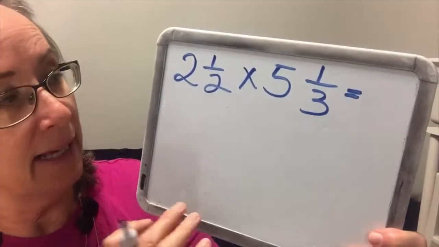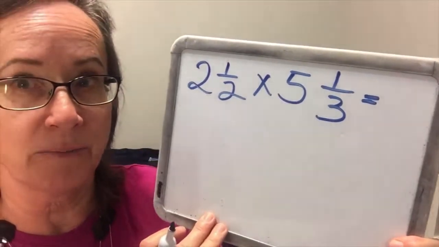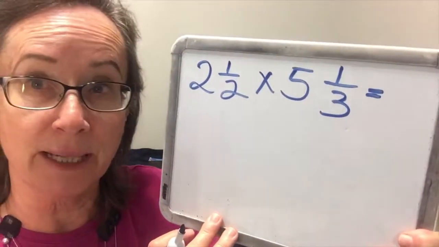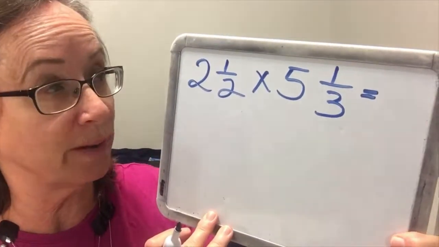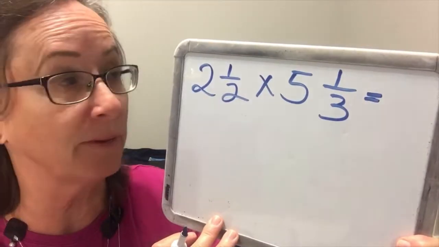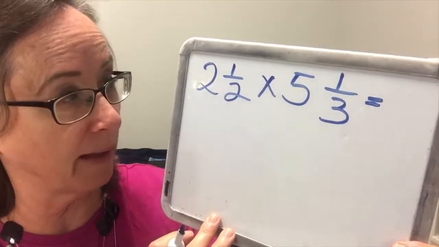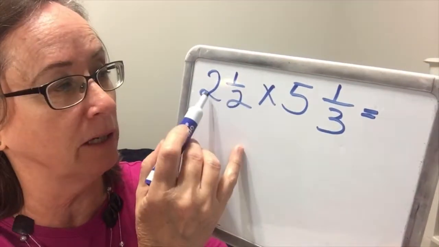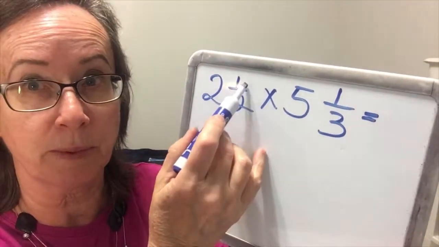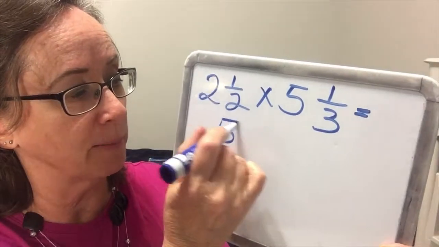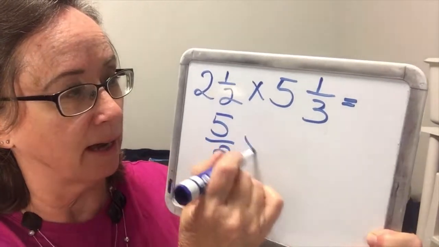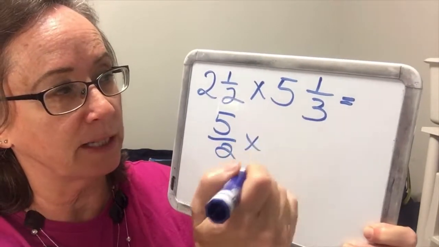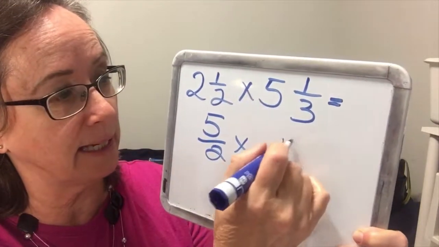The next one we have here is a multiplication of mixed numbers. Now we know that when we have mixed numbers, we have to turn them into improper fractions before we can multiply them. Okay, so we're going to turn this into an improper fraction. 2 times 2 is 4, plus 1 is 5. So that becomes 5/2 times 5 times 3 is 15, plus 1 is 16/3.